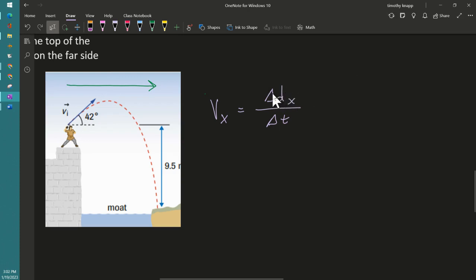So if I plug these two numbers in, this is 8.9, this is 2.4, so I'm going to get 8.9 times 2.4, and this is delta x, and this is meters per second, and this is seconds. Bang, I end up getting the length of the moat, which is 22 meters.